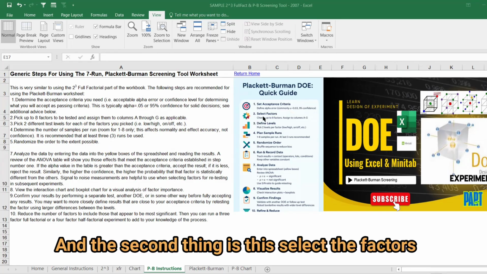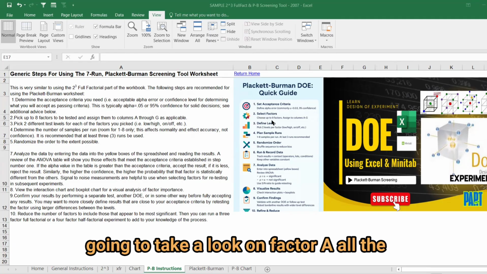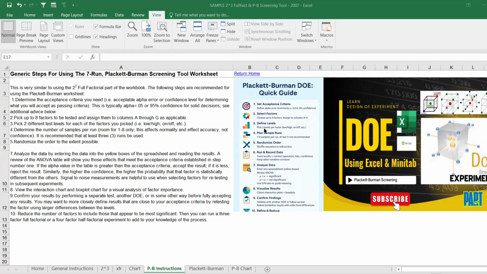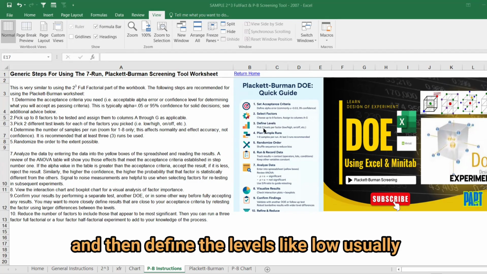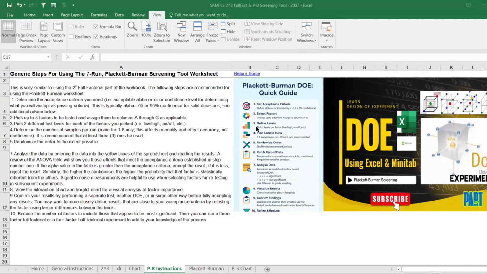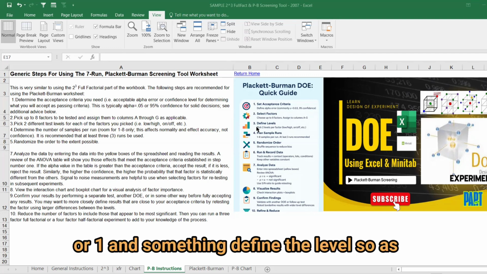And the second thing is select the factors, what factors you need. In this case, we're going to take a look at factor A all the way to G, like 8 factors we're going to learn, right? And then define the levels, usually binary, like low, high, on or off, 0, 1, -1, +1, or 0 or 1, and something like that.